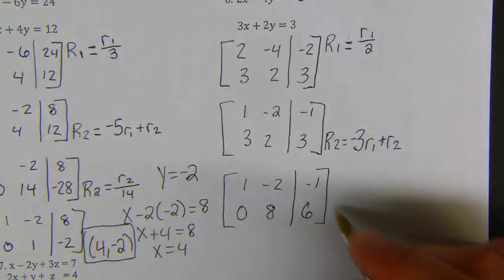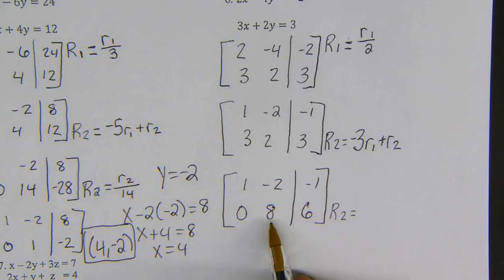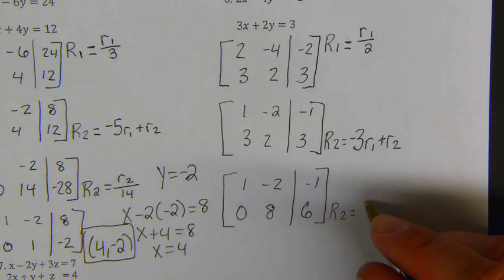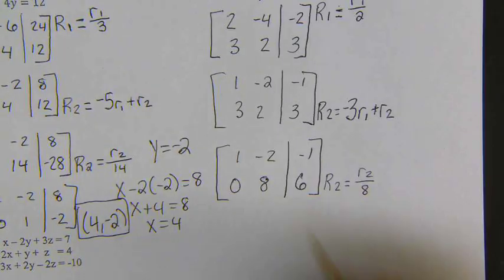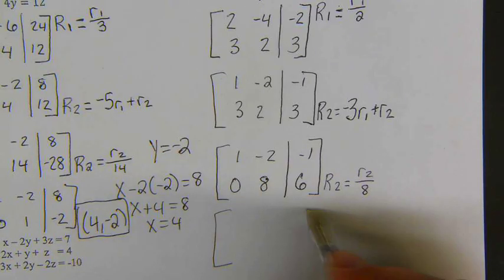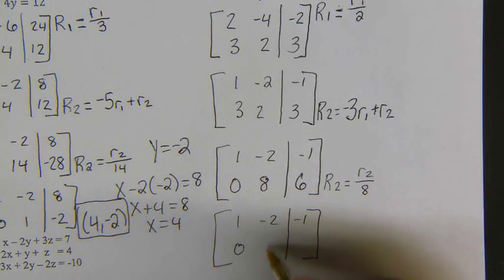And then we will change our row 2. The next step is to make this a 1 right here. So just dividing it by 8, row 2 divided by 8. One, -2, -1, 0, 1, and 6 divided by 8 is 3/4.